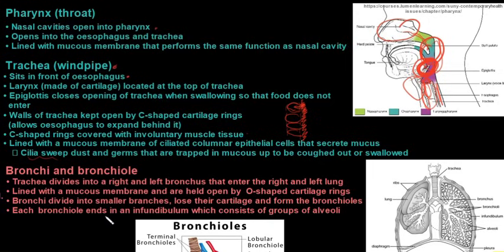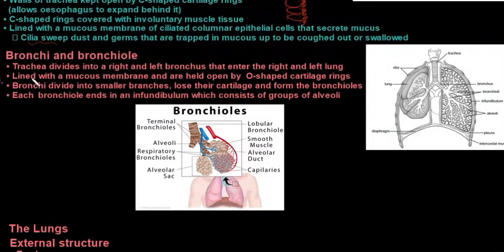Looking at the bronchi and the bronchioles, the trachea divides into a right and a left bronchus that will then enter the right and the left lung. So you've got two lungs, if you didn't know. So the trachea goes down and still has the C-shaped cartilage rings. Then it branches into two bronchi. Plural is bronchi, singular is bronchus. So it branches into those two, and this will lead to the left and the right lung respectively.